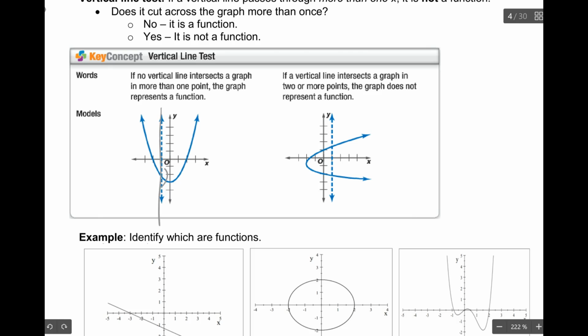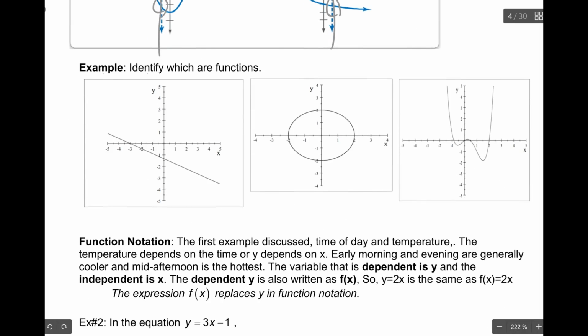So here I only have one crossing, but here I have two crossings. So this guy, every time I do a vertical line test, I only have one crossing, versus over here, I have two crossings. Here, every single point, I only have one crossing.